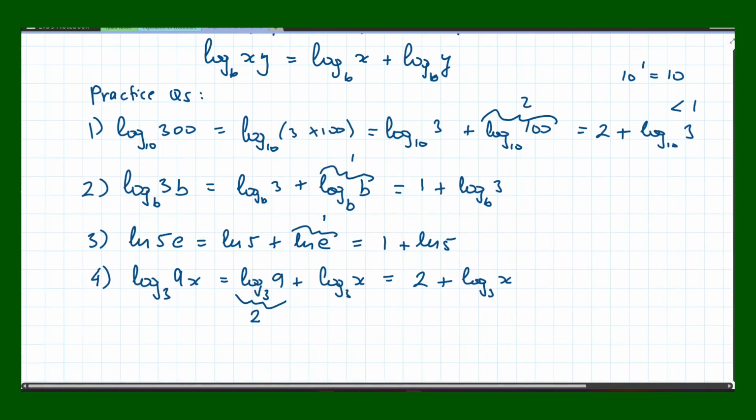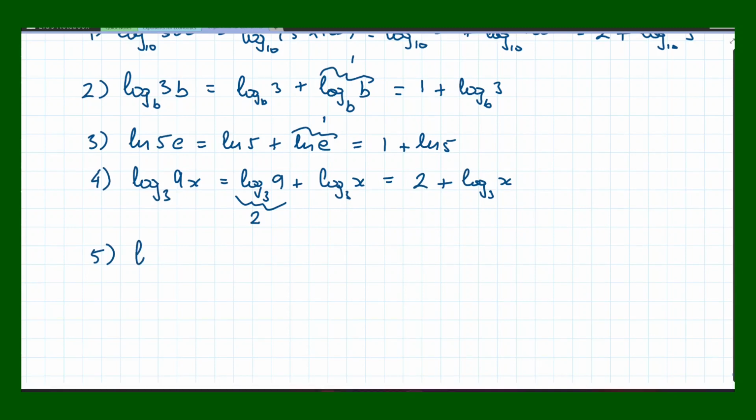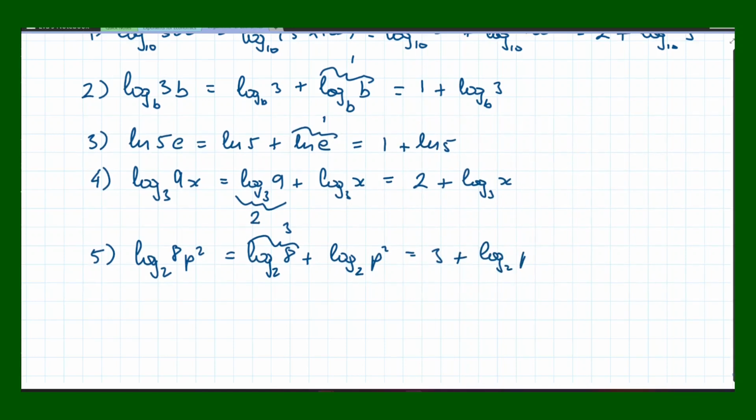And after making a little bit more space, we can move on to our last example for the video, example 5, and that's going to be log base 2 of 8p squared. So what can I do here? Well, I can break this into log base 2 of 8 plus log base 2 of p squared. Well, log base 2 of 8 is just equal to 3 because 2 cubed is 8. So that's going to be 3 plus log base 2 of p squared.